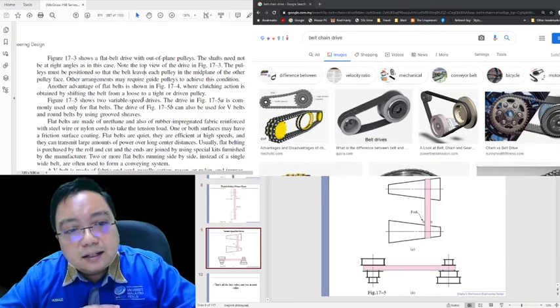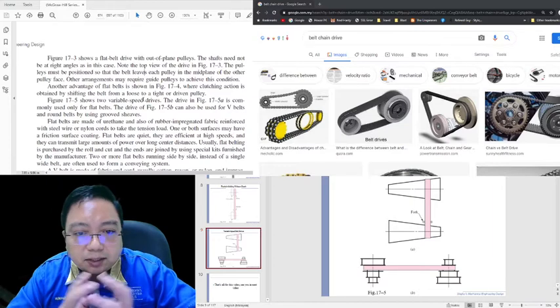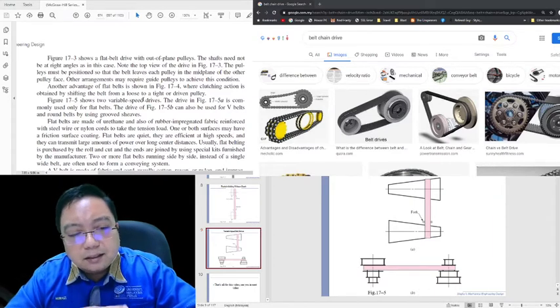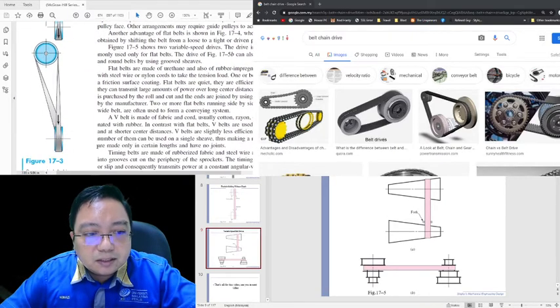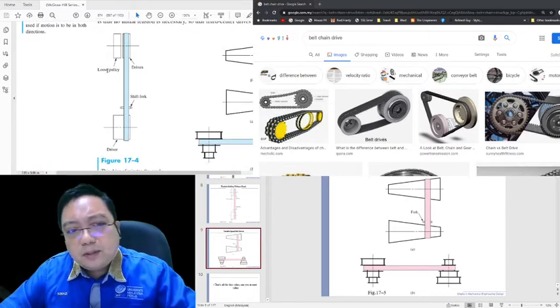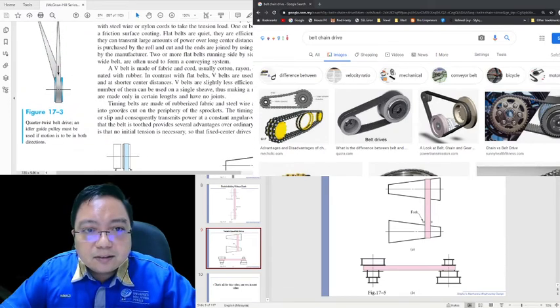Another advantage of flat belt is shown in 17.4, where clutching action is obtained by shifting the belt from loose to tight pulley. Where is 17.4? This is the picture of 17.4. It can be a loose pulley, it can be a tightened pulley. It can be adjusted.